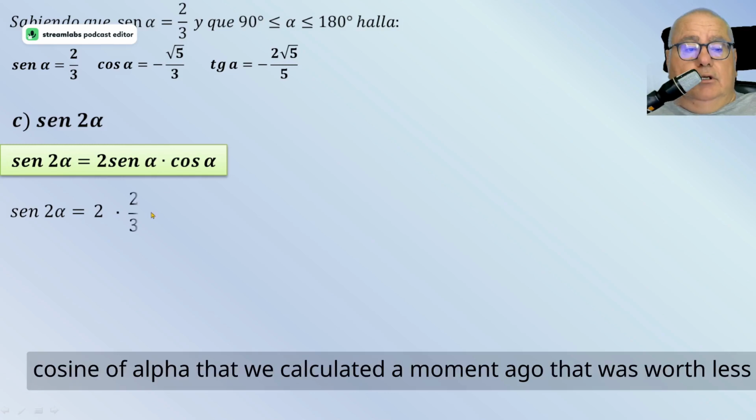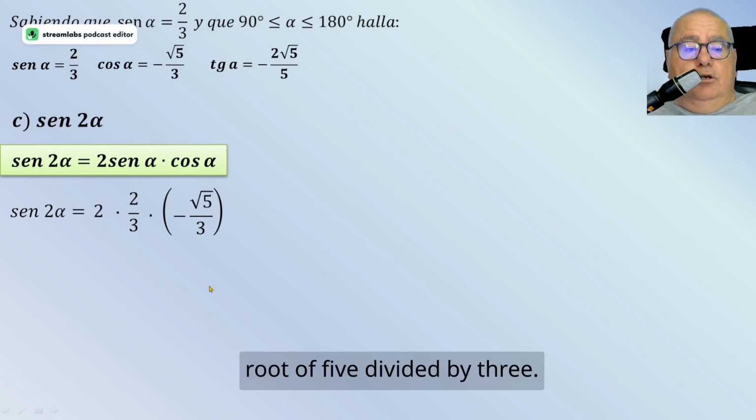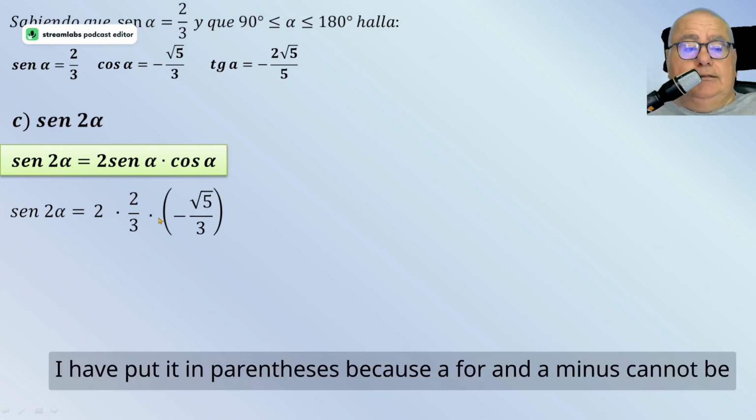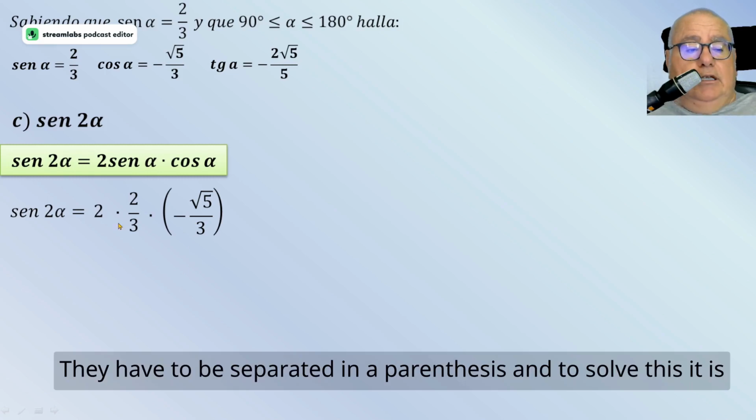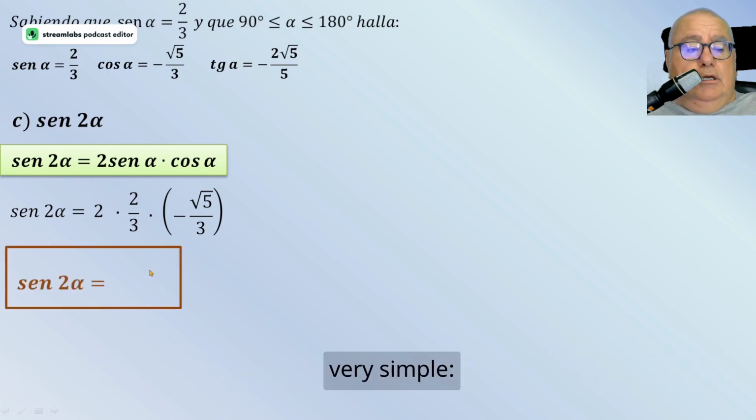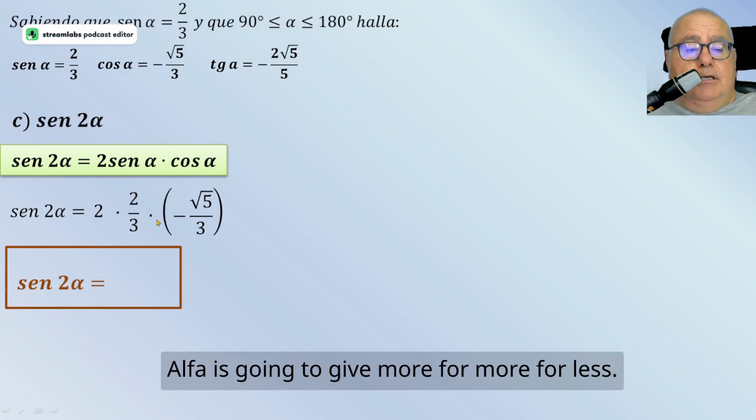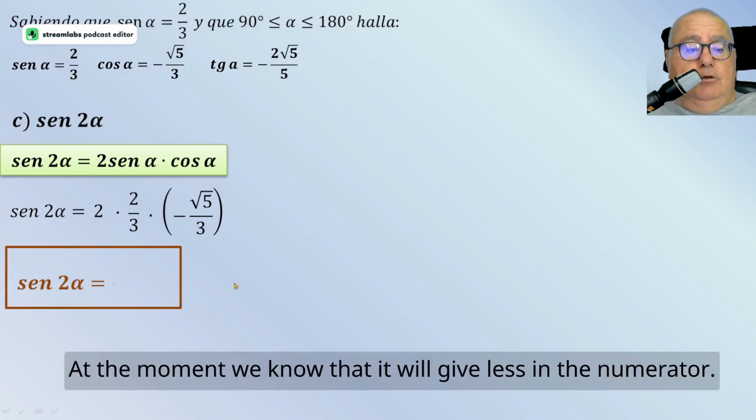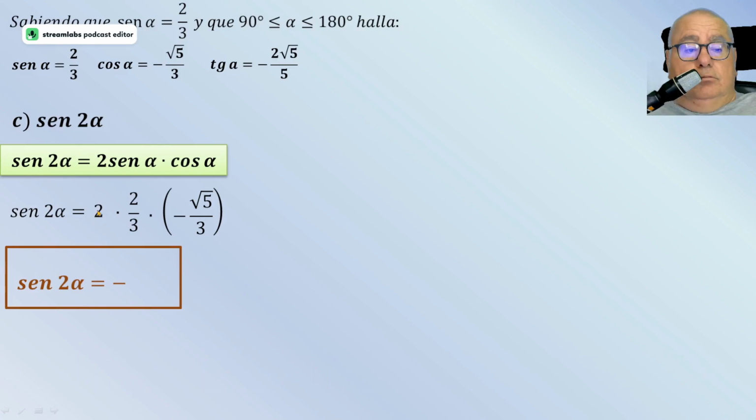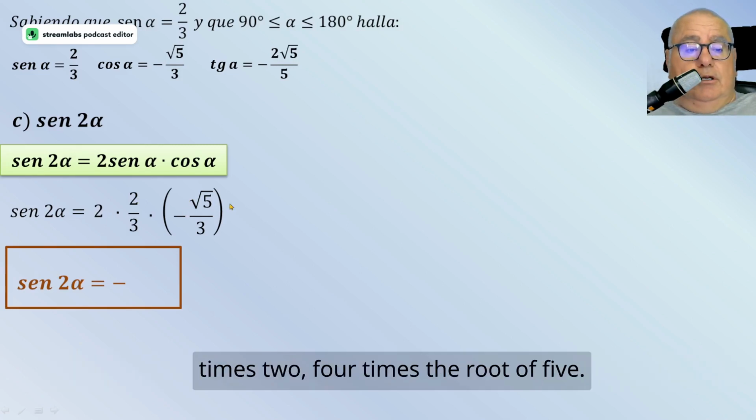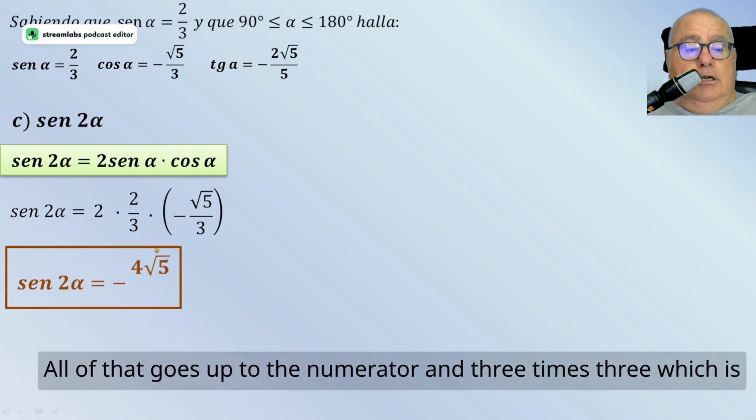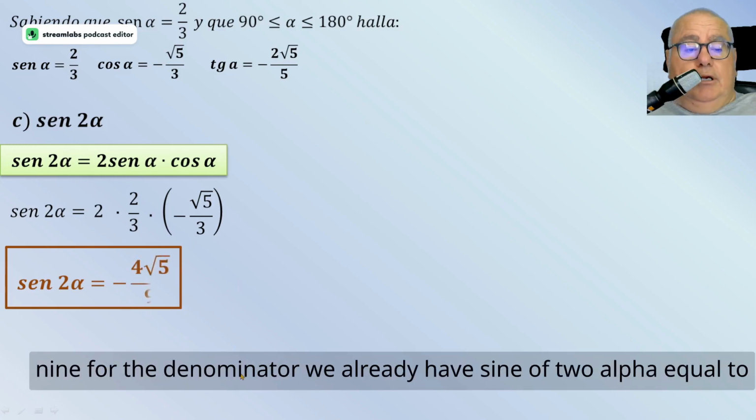gave it, and times the cosine of alpha that we calculated a moment ago, which was worth minus root of 5 divided by 3. I have put it in parentheses because a times and a minus cannot be touched. They have to be separated in a parenthesis, and to solve this it is very simple. Plus times minus is going to give minus, so it will give minus in the numerator. Remember that to multiply fractions you multiply straight across, so 2 times 2, 4 times the root of 5. All of that goes up to the numerator, and 3 times 3, which is 9, for the denominator. We already have sine of 2 alpha equal to minus 4 root of 5 over 9.